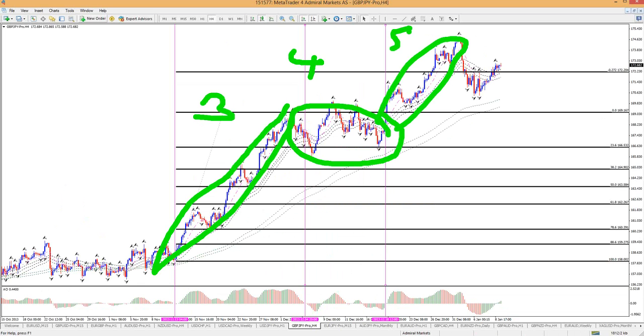This swing high, swing low is corrective. This one is impulsive and this is corrective. So if we piece them all together and say this is 1, 2, 3, this is 4, then the next one should be wave 5.